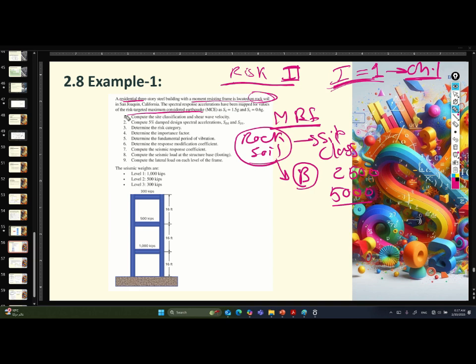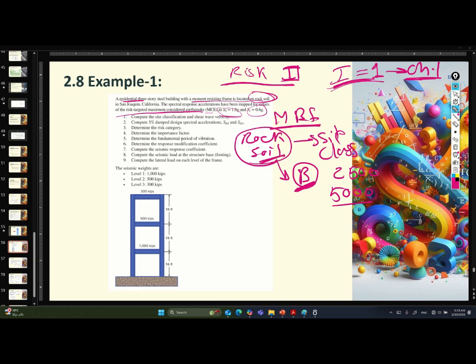Okay, we already know the difference between the MCE and the MCG. One is used for the building, which is the MCE, so it's the correct one, and the other is used for liquefaction and soil stability studies and so on, the peak ground acceleration. He gave me the SS, and he also gave me the S1. The first question asks me to compute the site classification and the shear wave velocity, which we already calculated. The rock soil is B from chapter 20.